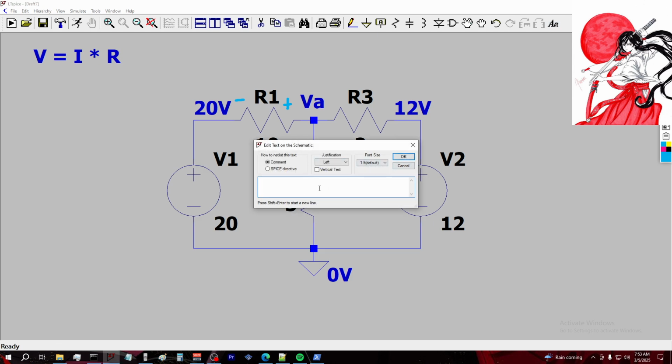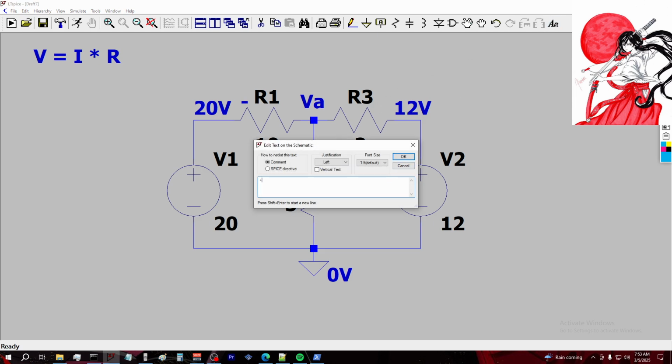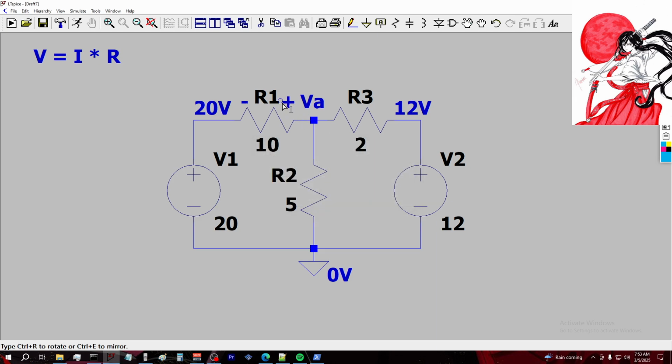Actually, I can just do a minus and a plus. That would be a lot easier to keep track of. Let's do minus, do plus. All right, there you go. Minus, plus. All right.